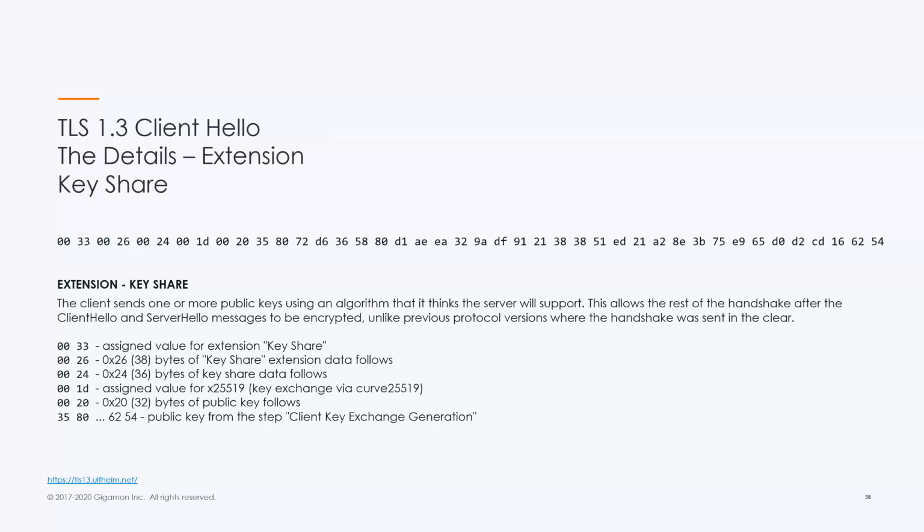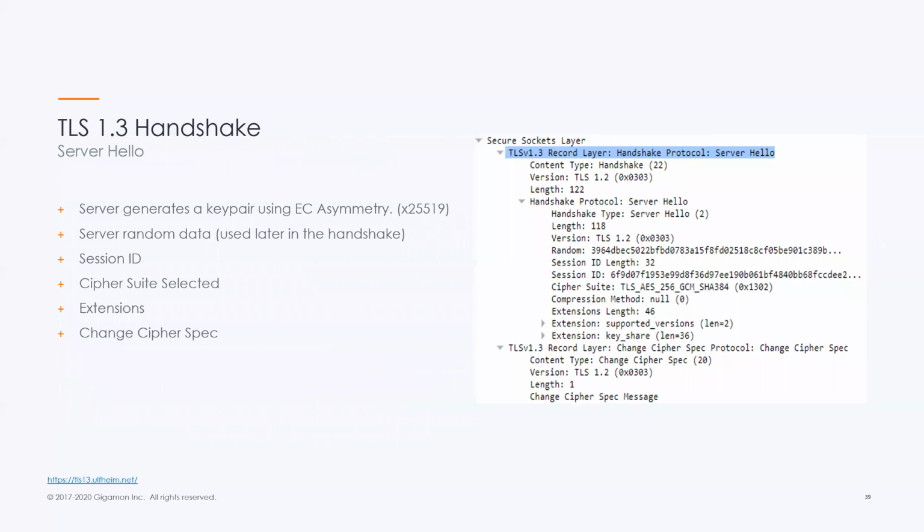Then there's the key share. The client sends public keys using an algorithm that it thinks the server is going to support. This allows the rest of the handshake after the client hello and after the server hello to be encrypted. This is a big change between TLS 1.2 and 1.3. So then the client hello is complete.